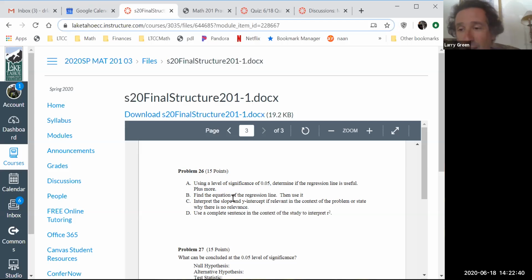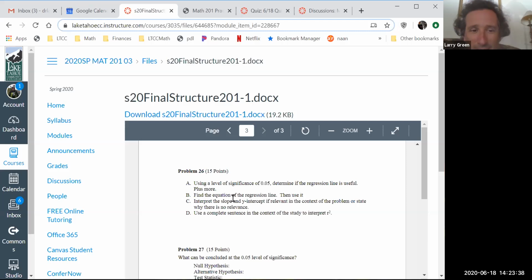So there's a paragraph. I didn't write the word paragraph, but there'll be a paragraph. And then it'll say, using a level of significance of 5%, determine if the regression line is useful, plus more. I'm not going to tell you what the more is, but you'll have to read that and answer. Just to let you know, how do you start part A? There is the very beginning of part A. You need data. That'll be in that paragraph. That's me starting, not you starting.